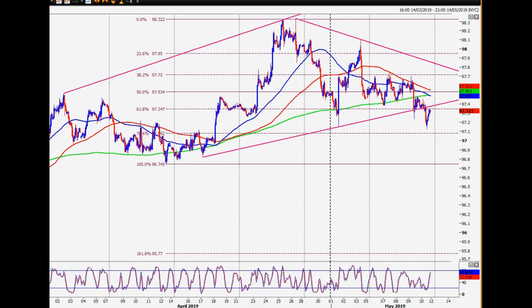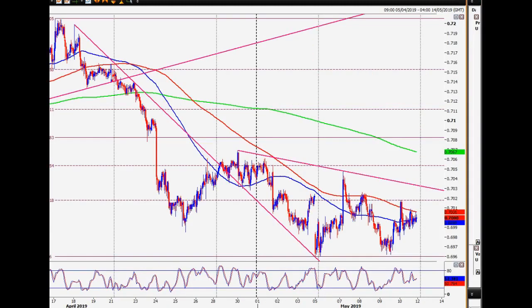You can see we got close to the 78.6% fib down at 97.10, 97.05. So the question now is, we've got resistance in the dollar index at 97.35, 97.40. If we hold below there, that would be negative. If we break back above it, then it looks more neutral. It looks like we'll just be trading sideways in that triangle pattern. It was a pretty quiet session for Forex markets on Friday.